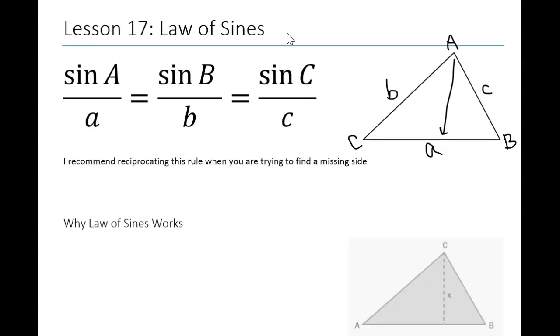When I'm using the sine rule, we only use two at a time. So we'll either use A and B, B and C, or A and C. We won't tend to set up equations with all three. And feel free to reciprocate these. So you can have side over angle ratio, or you can have sine ratio over side. And it would work both ways.